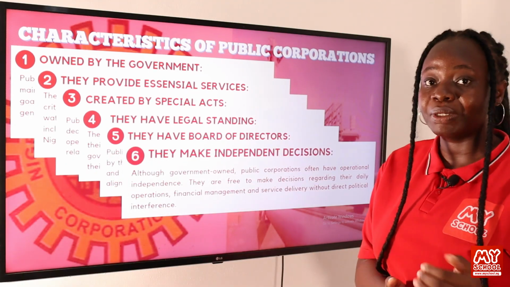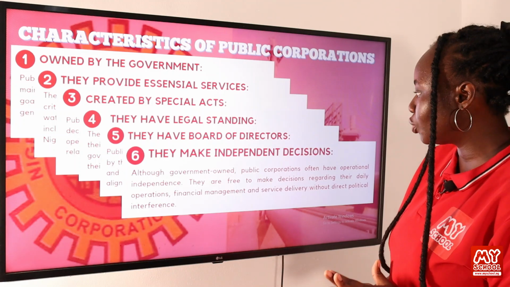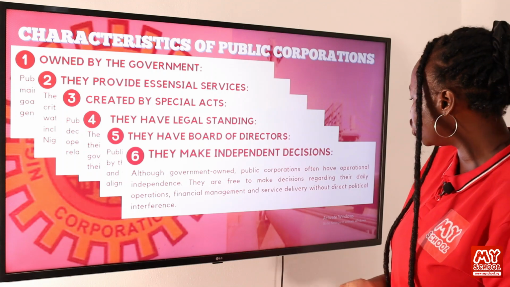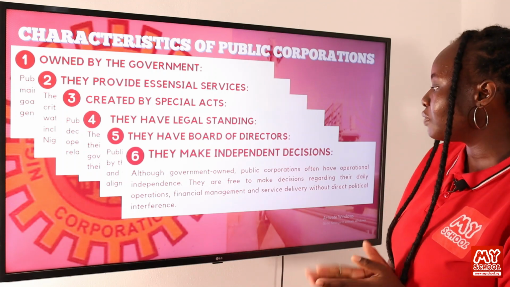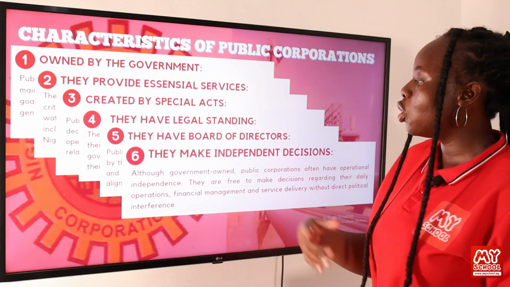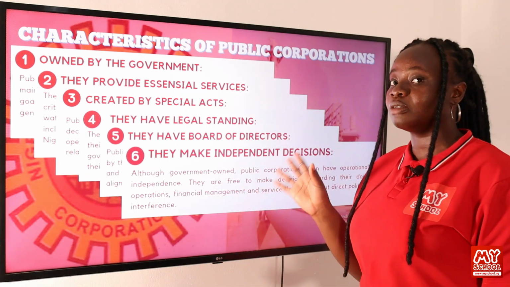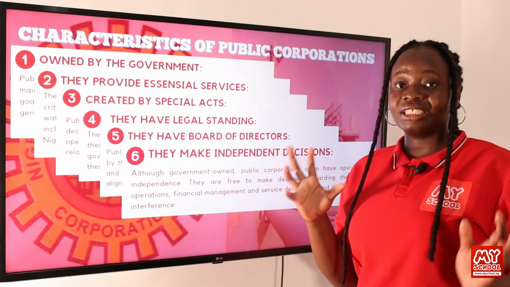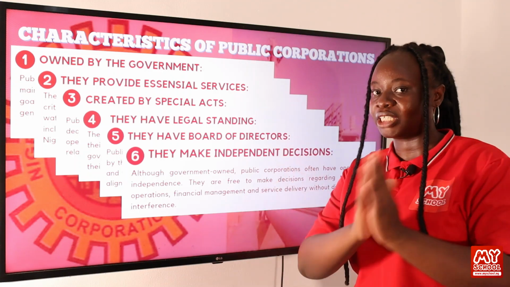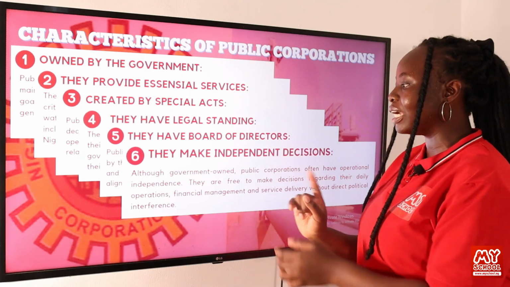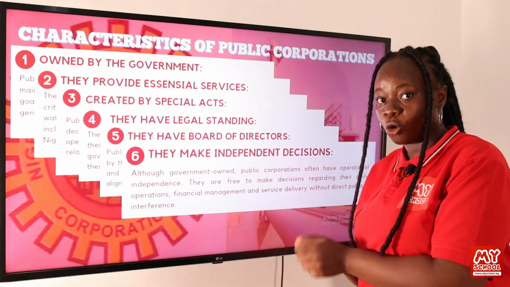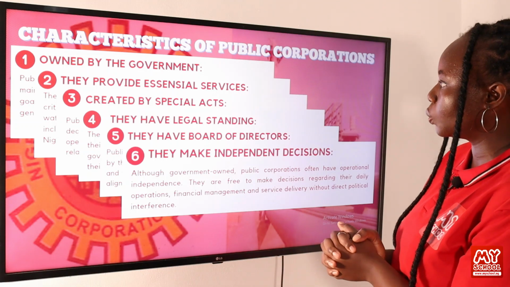Okay, they also make independent decisions. Although government-owned, public corporations often have operational independence, they are free to make decisions regarding their daily operations, financial management, and service delivery without direct political interference. All the political heads involved in the public corporation provide policy guidelines. They do not tell them what to do. They just tell them to align with the objectives of the government in power. But they make their own financial decisions and all other decisions that have to do with the operation of the corporation. Now let's move on to the next one.